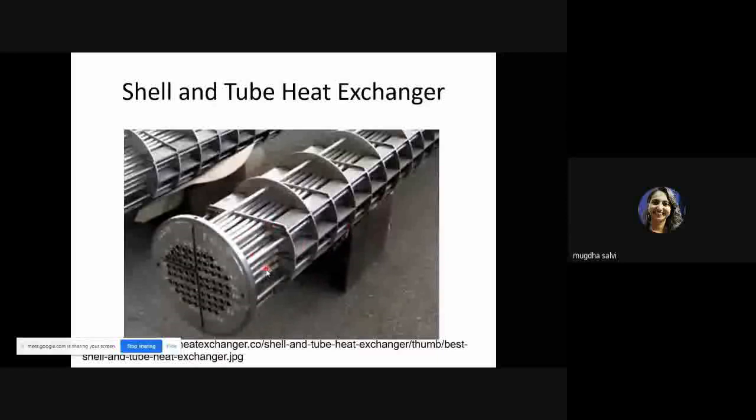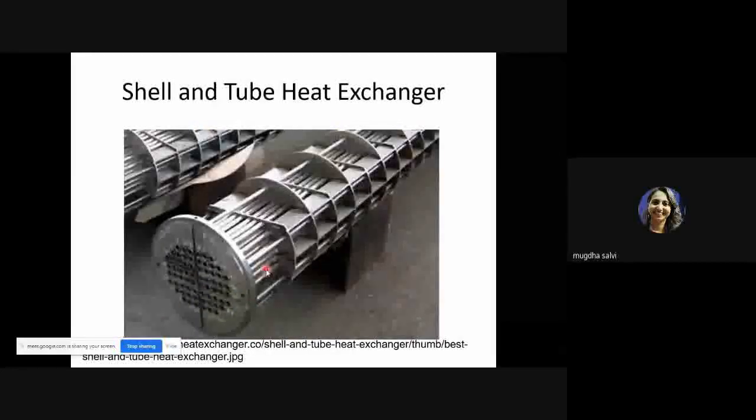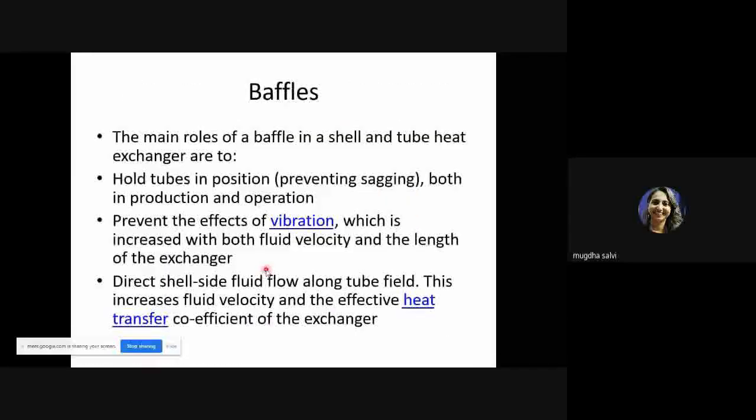We had already seen how large a heat exchanger can be. So the baffles play a very important role in the shell and tube type heat exchanger. Let's see what exactly they are used for. These are the main roles of a baffle in a shell and tube type heat exchanger. First is to hold the tubes in position.